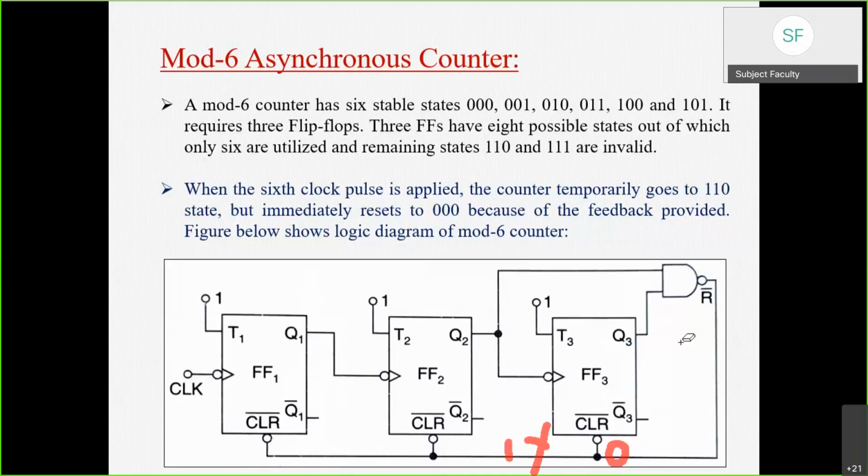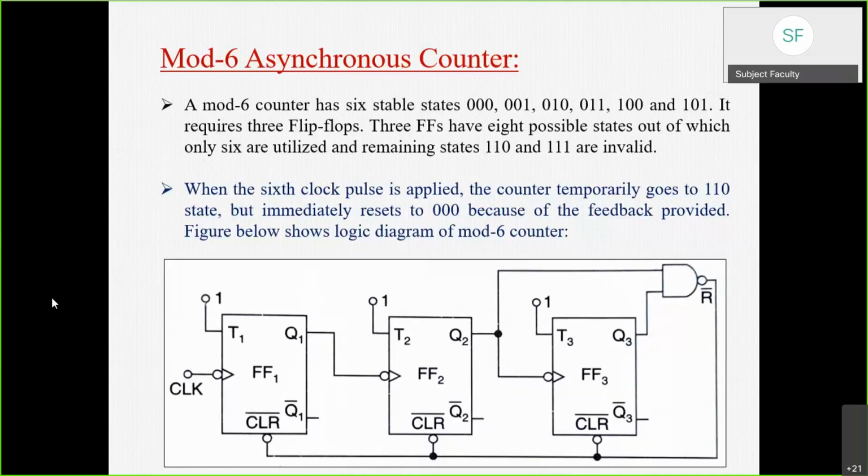Now, about the inputs of this particular NAND gate. If you observe carefully, what are the inputs to the NAND? One input is this point, which is Q2, and the second input is Q3. So Q2 and Q3 are the inputs to the NAND gate, and the output is R bar, which is connected to the clear input of all 3 flip-flops.